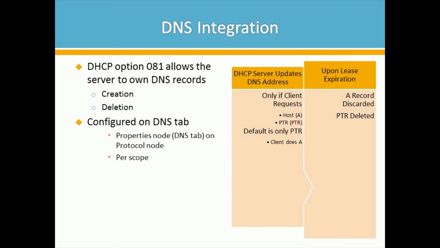Now, we have the DHCP server that updates a DNS client. This is only if the client requests it. It can do the host record and the pointer record. The default could be only the pointer record, and the client will do its own host record, or its A record. But upon lease expiration, the record gets discarded, and so does the pointer record.